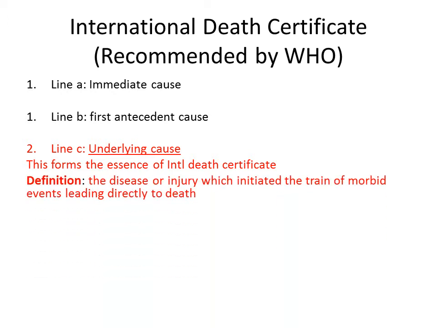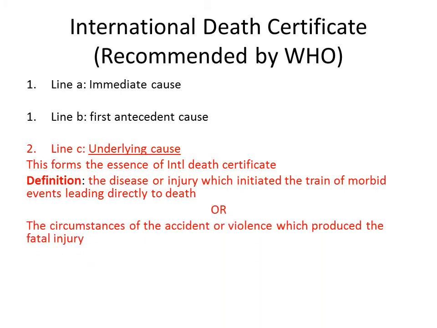The definition of the underlying cause is the disease or injury which initiated the train of morbid events that led directly to death, or the circumstances of the accident or violence which produced the fatal injury. Line D records the associated health conditions which may have indirectly or directly contributed to the mortality.